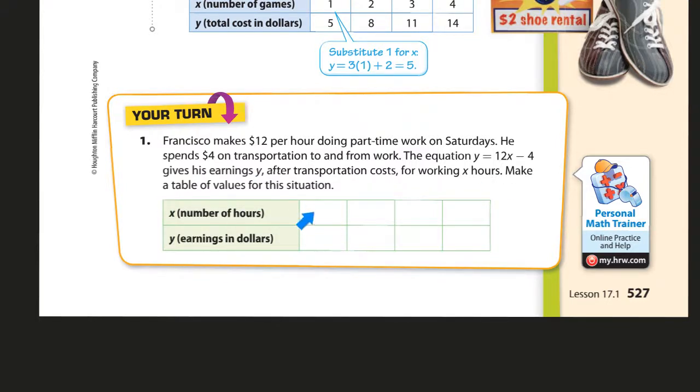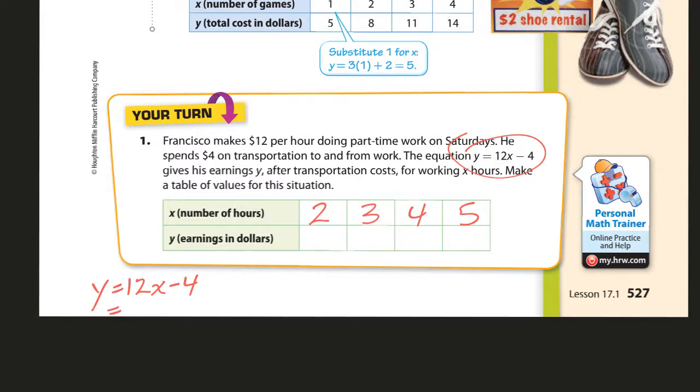So we need to figure out what values would make sense right here. I'm going to go with 2 hours. Let's go 2 hours, 3 hours, 4 hours, and 5 hours. If I use 2 hours, I'm going to use this equation right here, y equals 12 times x minus 4, and x is going to be 2, and then x is going to be 3, and 4, and 5 in our equation.